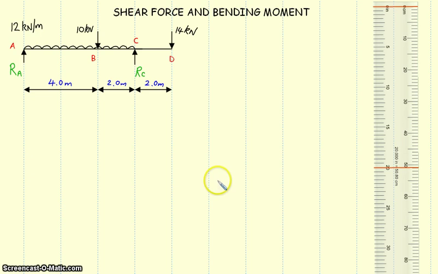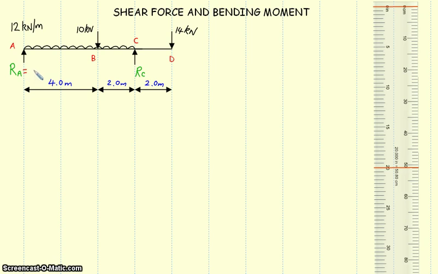Hi, and welcome back. So you would have seen in the last video where we calculated the reactions and checked them using the sum of the verticals equals 0, that reaction A turned out to be 34.67 kilonewtons and that reaction C was 61.33 kilonewtons. So we're now in a position where we can put those reactions into our diagram here.